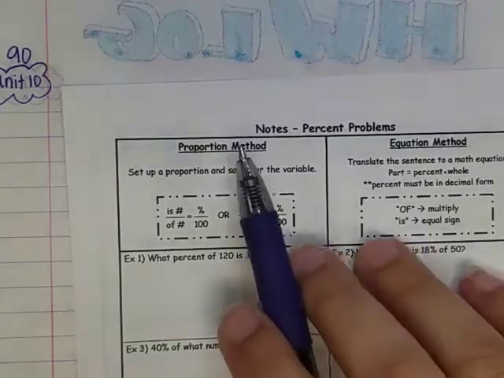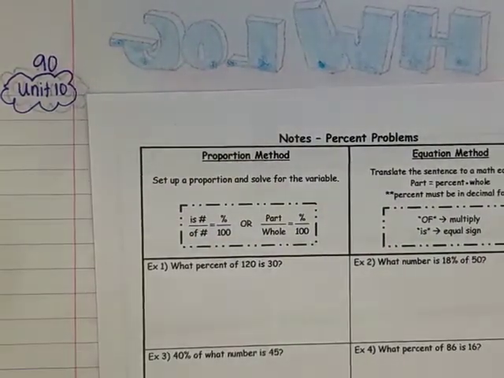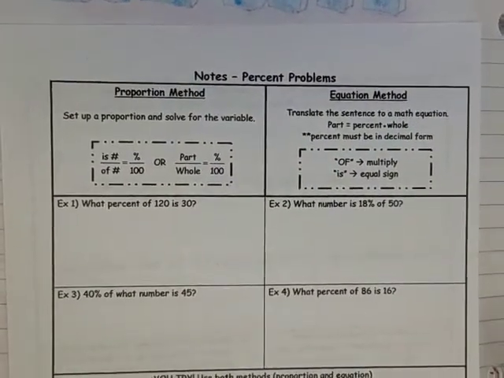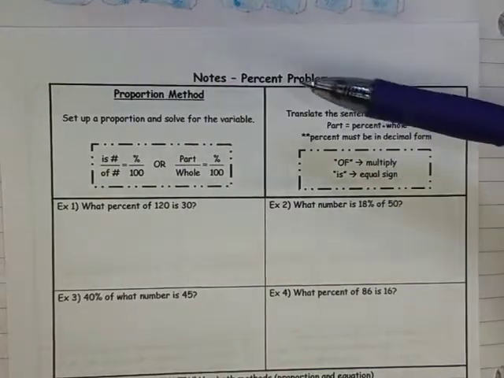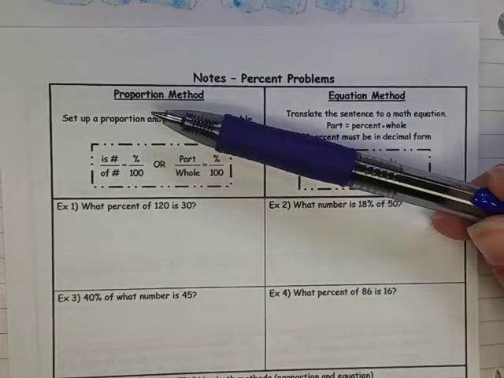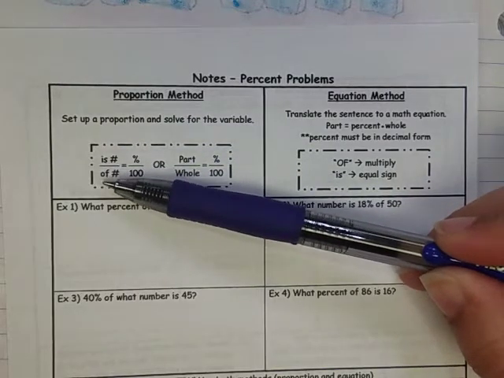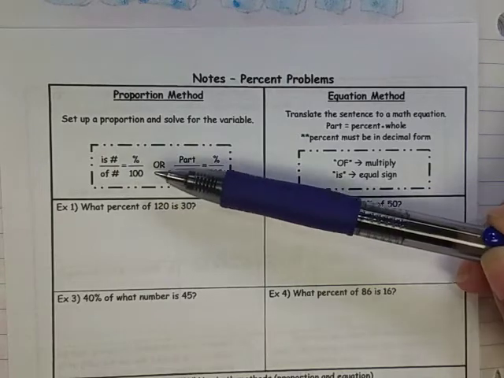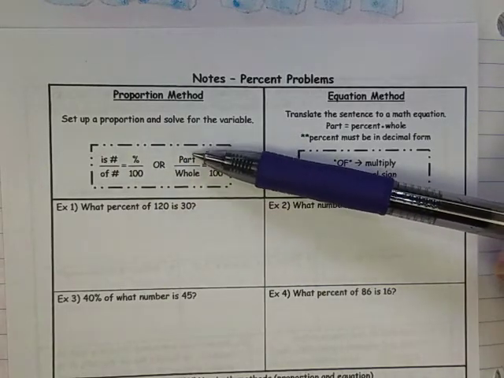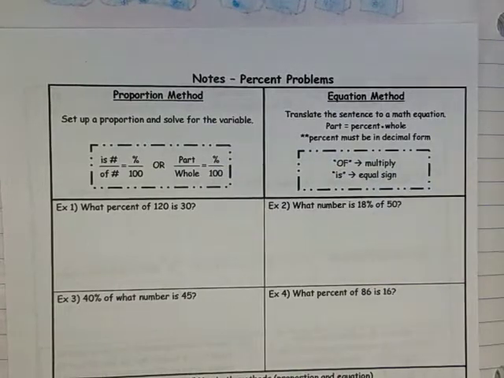Good afternoon. These notes are on percent problems, and this should be page 90 in your notebook, and this is the beginning of Unit 10. At the top, I've given you two ways that we're going to solve percent problems. The first method is the proportion method, where you do your is over your of equals percent over 100, because percent means to be out of 100. Or you can simply call it your part over your whole is equal to your percent out of 100.